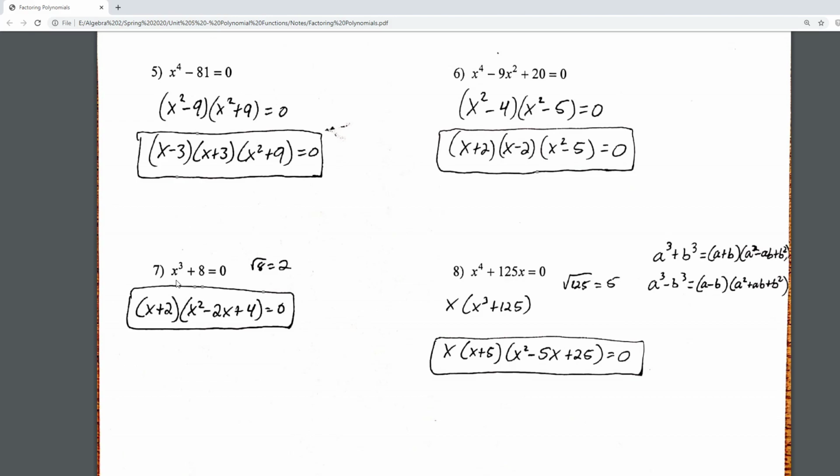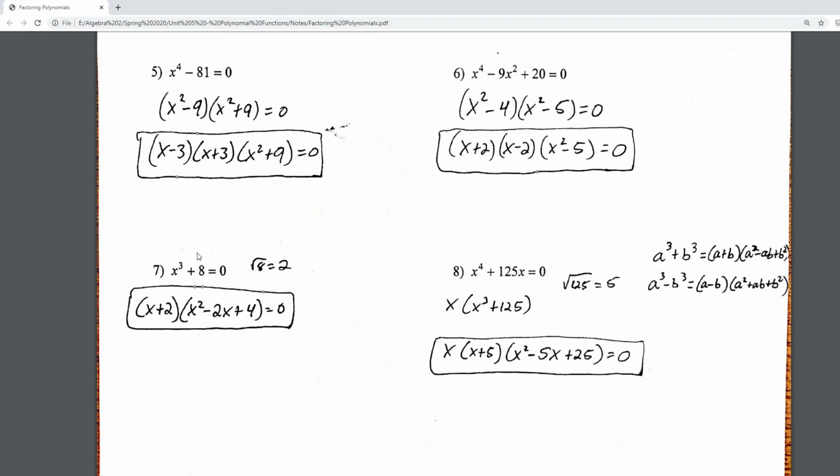Look at 7, x cubed. Well, that kind of looks like a cubed, right? Do we have 8? Well, that doesn't really look like b cubed, but guess what? The cube root of 8 is 2, right? Which means 2 cubed is 8. So what you could technically do is rewrite 8 to be 2 to the third. Well, guess what? That looks like b to the third.